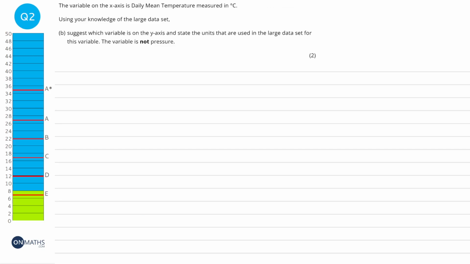We're already told that the x-axis is the daily mean temperature, so you just need to have a familiarity with the large data set, and you can find it online and just look through it and you'll find that the variable is going to be rainfall. And it asks us to state the units, so it is measured in millimeters.